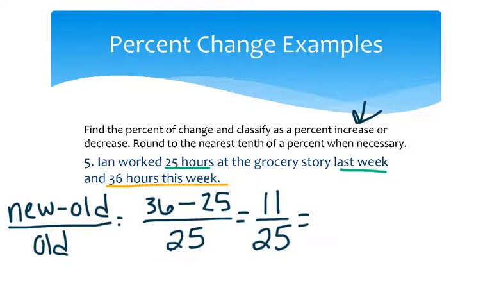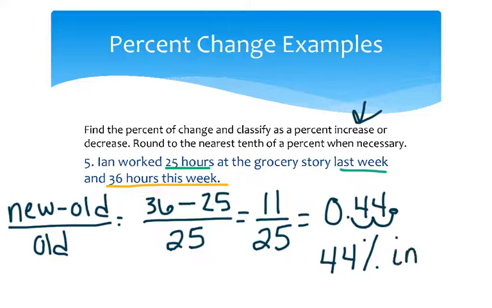11 divided by 25 on your calculator is going to be about 0.44. So now we're just going to convert to a decimal, or a percentage, I mean. So move the decimal point 2 spaces. So you get 44%, and it's going to be an increase. And that's our final answer.